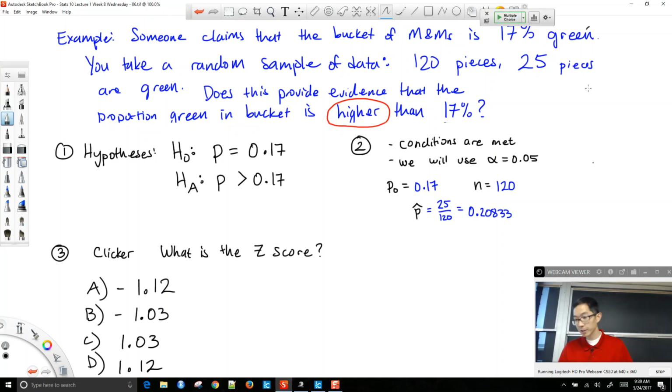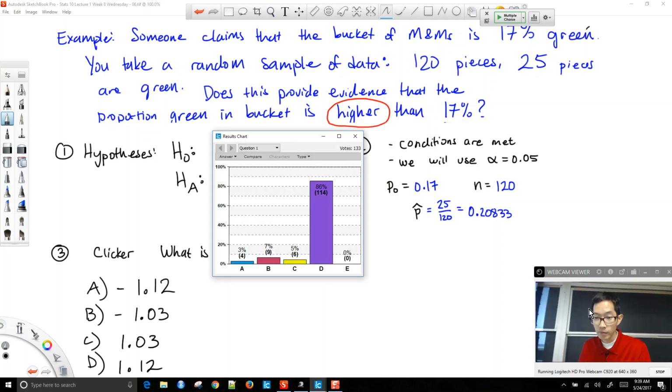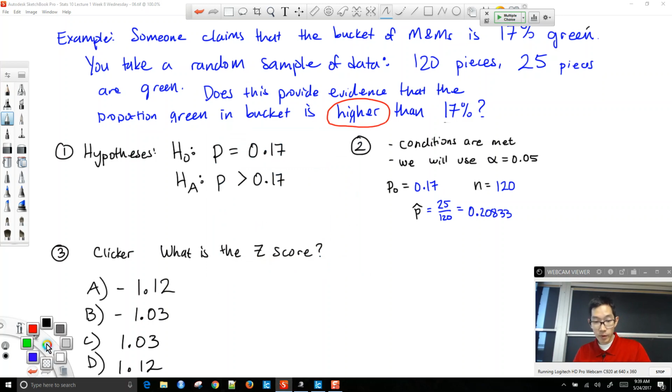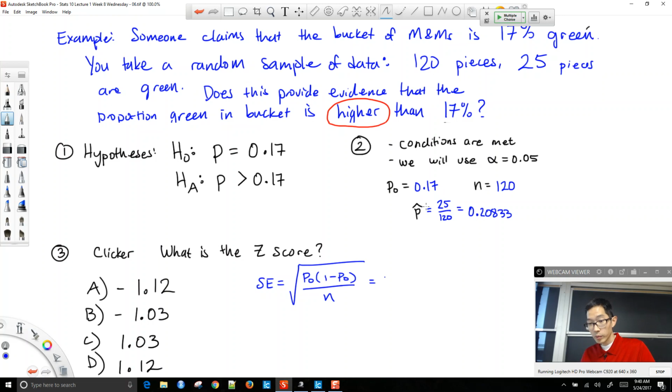All right, let's take a look at how you responded. And yes, that is correct. What we do here is we get our standard error. The standard error is the square root of p0 times 1 minus p0 divided by n. In this case, we use p0, we don't use p hat. So it's 0.17 times 1 minus 0.17 divided by 120. You get some number there. And then the z-score is p hat minus p0 divided by our standard error.